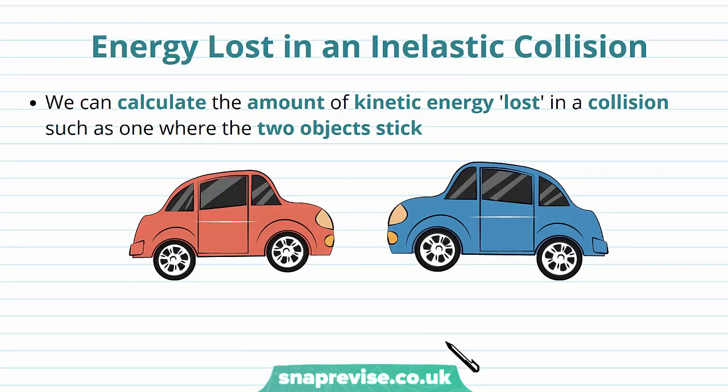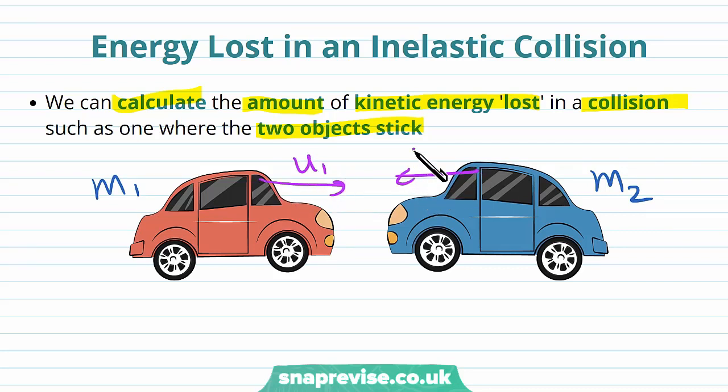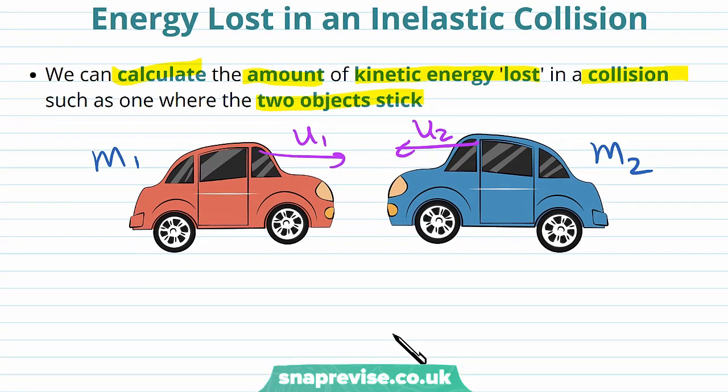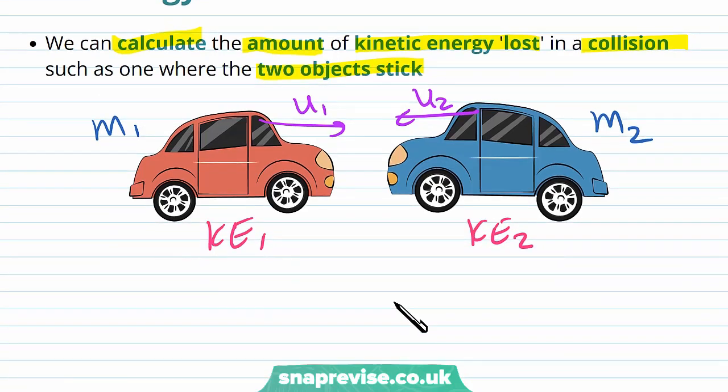So finally, we're going to consider the energy lost in an inelastic collision. We can calculate the amount of kinetic energy lost in a collision such as one where the two objects stick. So for example here, we have two cars coming towards each other. They've got masses m1 and m2, and initial velocities u1 and u2. So we can write an expression for their kinetic energy before. Each car will have a kinetic energy, so we've got KE1 and KE2. Both cars are moving.